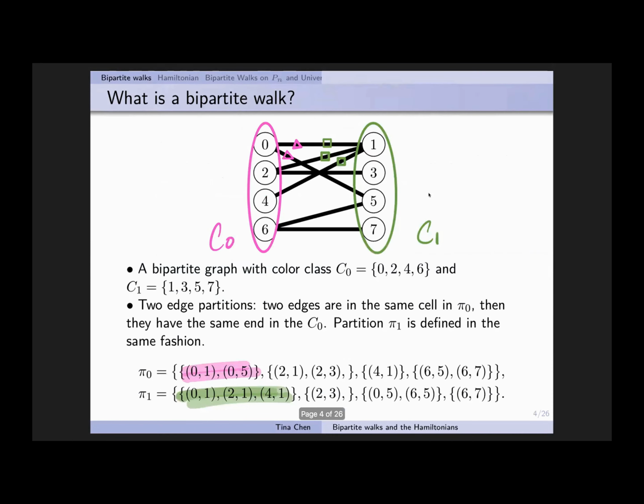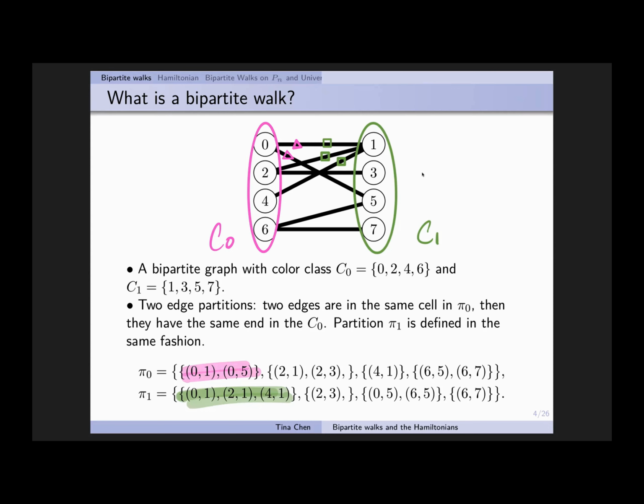Now I'm going to show you one discrete quantum walk model that is called bipartite walks. To construct a bipartite walk, first we need a bipartite graph. Given a bipartite graph, you have two color classes. In this example, we have the pink one and the green one. Then we can partition our edges in two ways, based on each of the color classes.